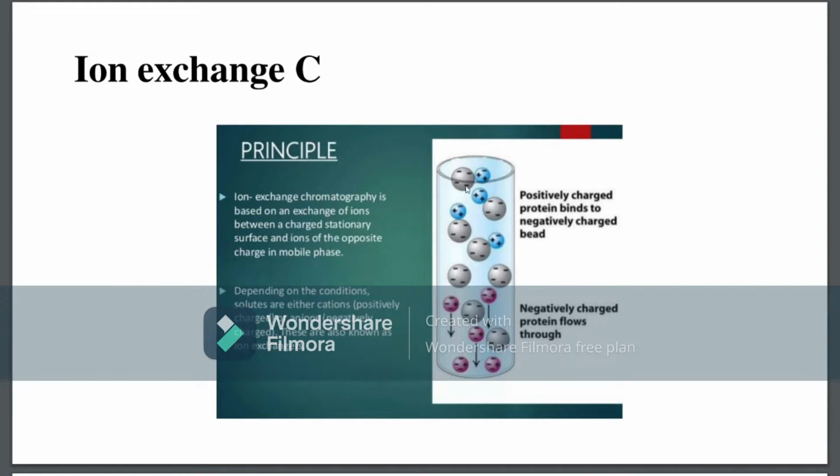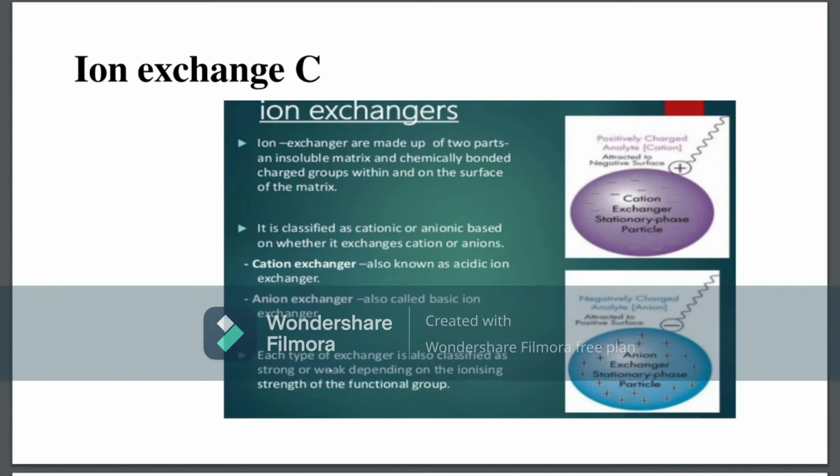Now you can see positively charged proteins bind to the negatively charged beads and negatively charged proteins flow through. Ion exchange chromatography is based on the exchange of ions between a charged stationary surface and ions of the opposite charge in the mobile phase, and depending on the conditions, solutes are either cations, that is positively charged, or anions. Exchangers are made up of two parts, as I already told you: an insoluble matrix and chemically bonded charged groups within and on the surface of the matrix.